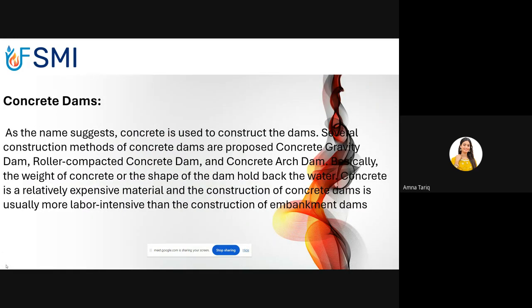And next is concrete dams. As the name suggests, concrete is used to construct the dam. Several construction methods of concrete dams are the concrete gravity dam, roller compacted concrete dam, and concrete arch dam. Basically, the weight of the concrete or the shape of the dam holds back the water. Concrete is an expensive material and the construction methods vary. Some dams use concrete while others use limestone concrete.